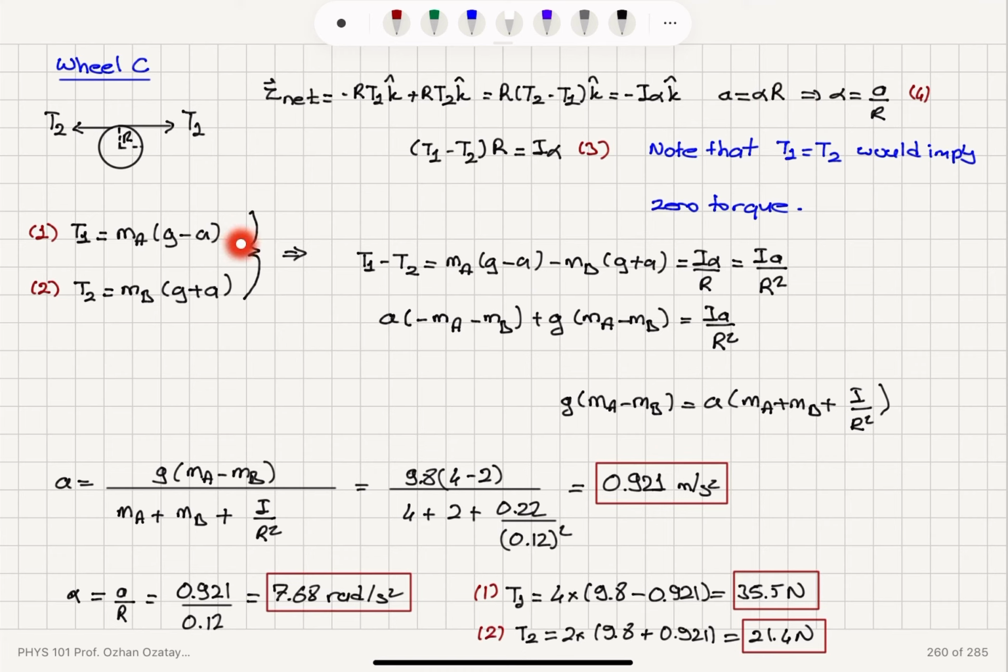So putting together the equations we obtained from the free body diagram of A and B, and from the free body diagram of wheel C, considering the torque effects, of course there are forces on the axle here, as I said, but those will not contribute to the torque. By putting these together, we can obtain the linear acceleration. Then alpha is A over r, and once we know A, we can substitute in equations 1 and 2 to find what the values of T1 and T2 should be.